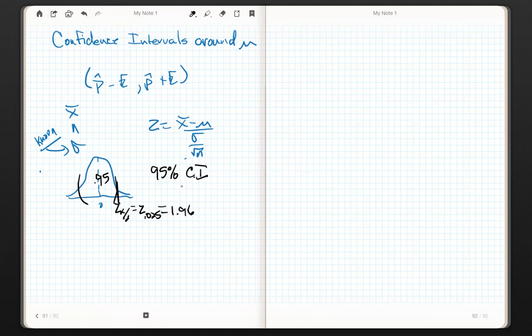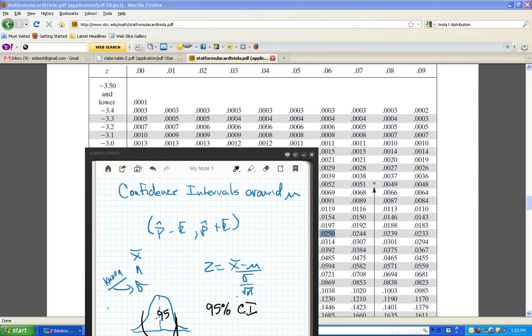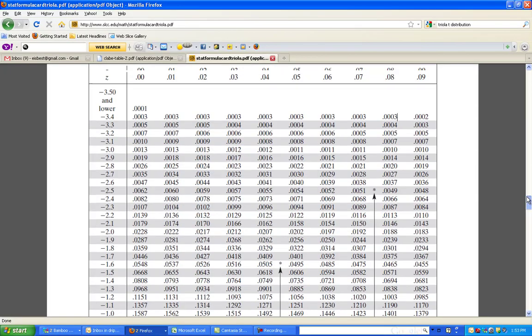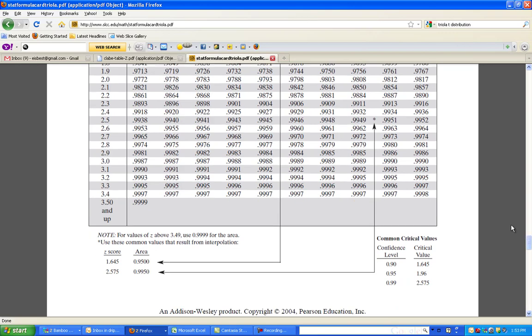Now that's for a 95% confidence interval. This is a really useful thing. If I want a 90% confidence interval, the critical value, or z alpha over 2, is 1.645. If I want 99%, then it's 2.575.